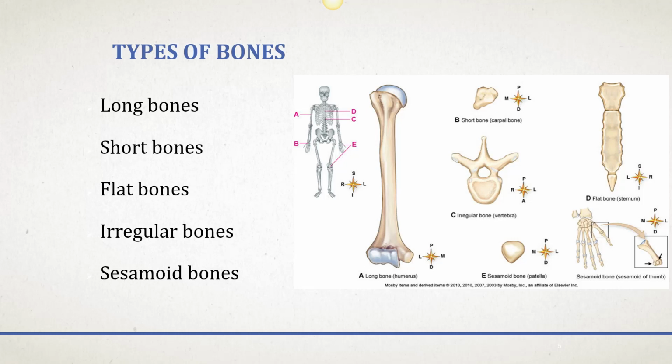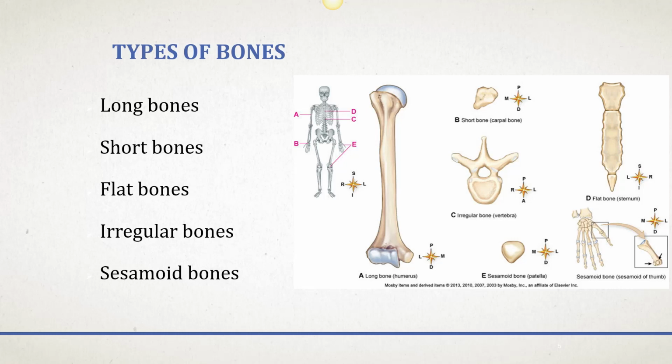We can classify bones based on their shape. Long bones are long, which kind of seems a little bit obvious, but they're longer than they are wide. So an example of a long bone includes the humerus here, the femur in the upper leg, the tibia and fibula in the lower leg, the radius and ulna of the lower arm.